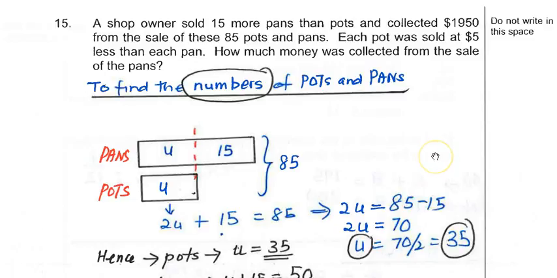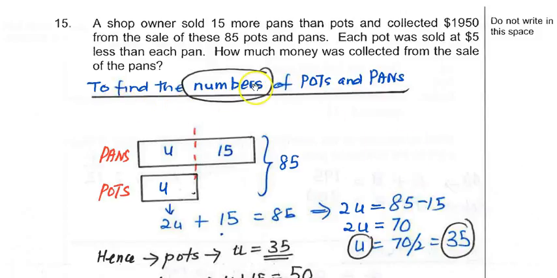A shop owner sold 15 more pans than pots and collected $1,950 from the sale of these 85 pots and pans. Each pot was sold at $5 less than each pan. How much money was collected from the sale of the pans? Now this is a typical PSLE type of question, and from P5 you must understand, but you have to really get used to it and work it out.